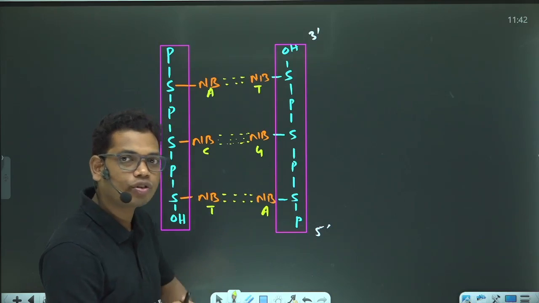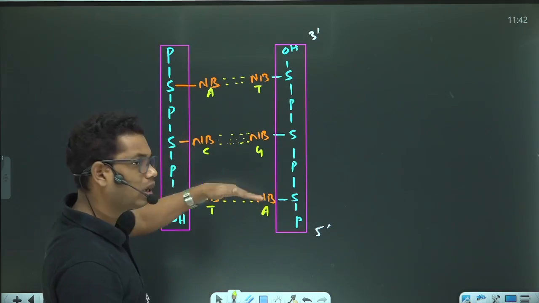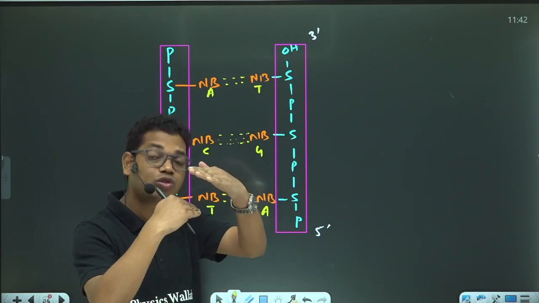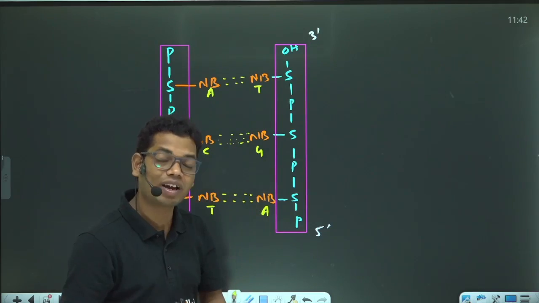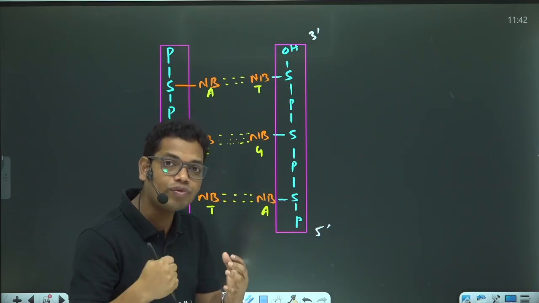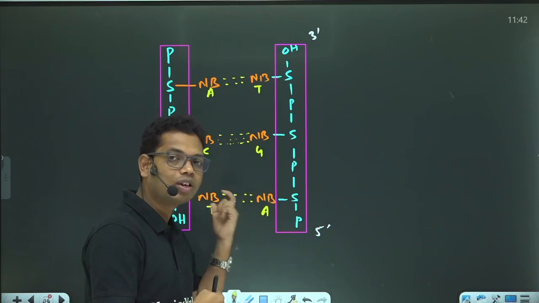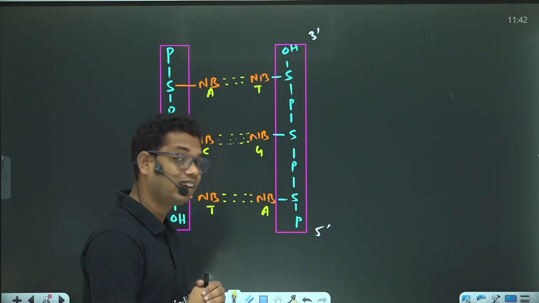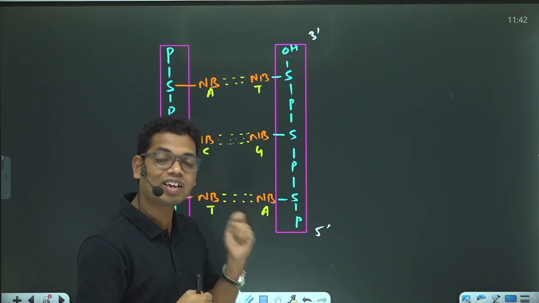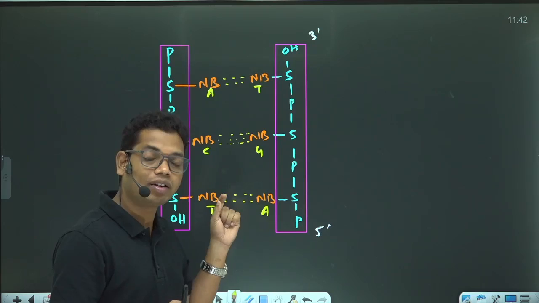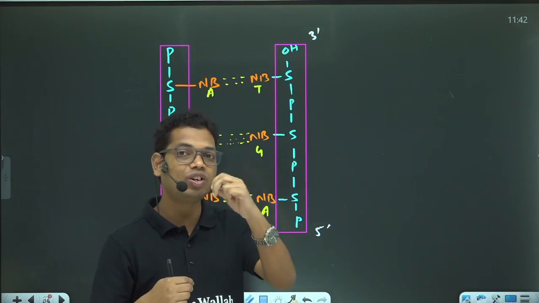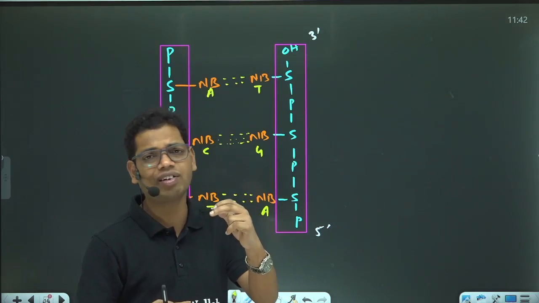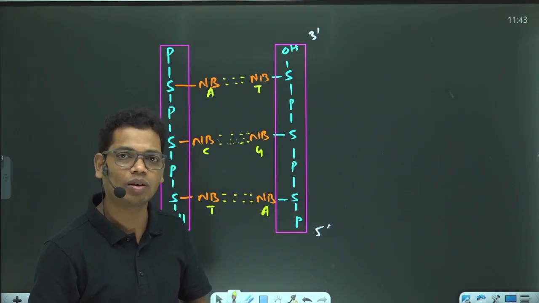And what is stacking force? This is one base pair, this is another base pair. Between these two base pairs, a force of interaction takes place, and that is called stacking force. This stacking force is the major force responsible for stabilizing the DNA molecule. And this stacking force is sequence dependent. That means if the base pair is GC, the stacking force will be more, and if it is AT, it will be less in amount.